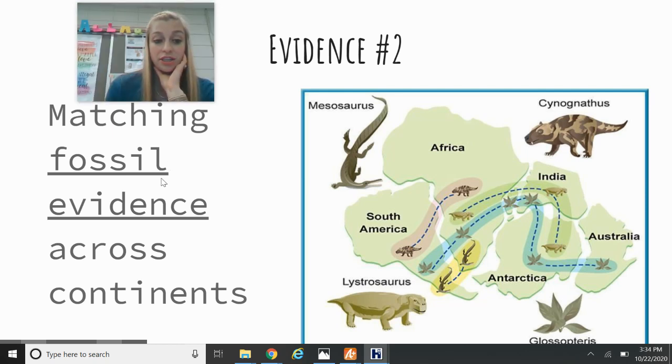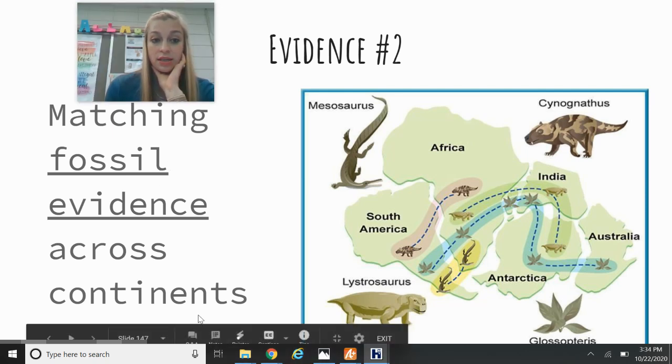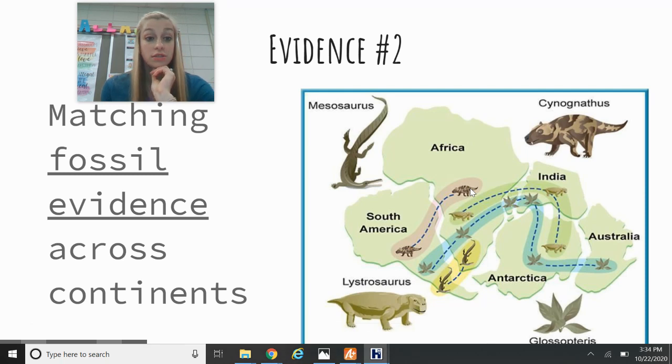Evidence number 2 is matching fossils across continents. This is interesting because South America and Africa might have fossils of animals on both of their continents, but that animal couldn't have traveled across the water. And here's the crazier thing.